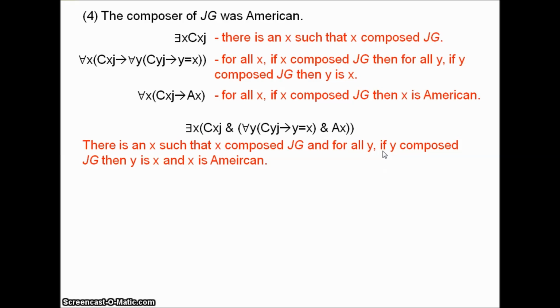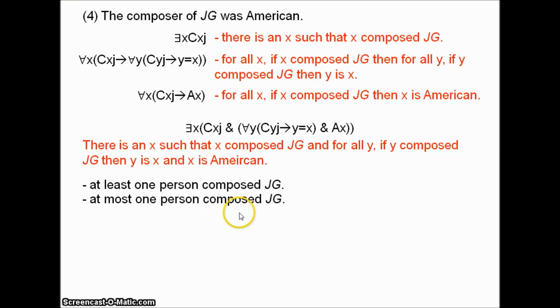Okay, this may be looking quite confusing at the moment for those of you who are not so familiar with predicate logic. But to put it in less formal terms, what's being said here is this: at least one person composed Joe's Garage. At most one person composed Joe's Garage, and whoever composed Joe's Garage was American. Okay, that's what statement number 4 really means, according to Bertrand Russell.